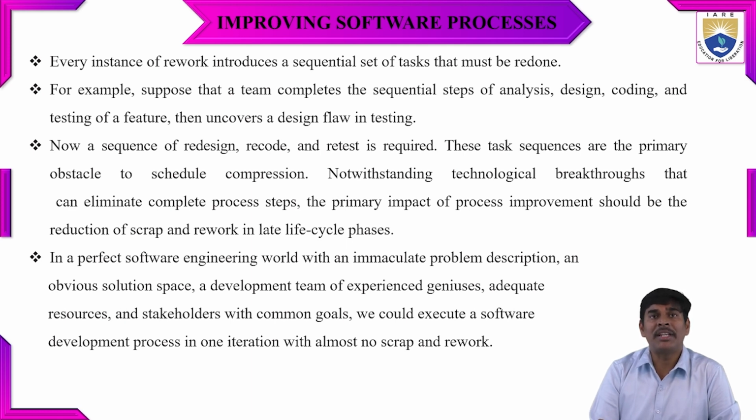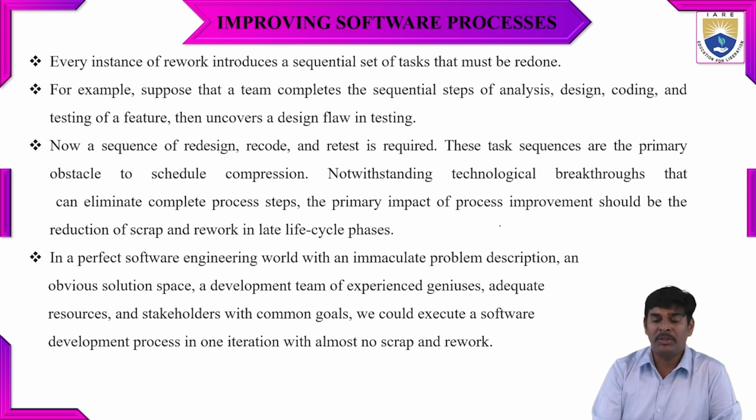Next, every instance of rework has a set of tasks that must be redone. For example, a team completes the sequential steps of analysis, design, coding, and testing. There may be another feature not covered, so the design may fail in the testing. So we need to check each and every step in a proper manner. A sequence of redesign, recoding, and retesting must happen when you have flaws in the testing. These task sequences are the primary abstractions for the schedule compression.